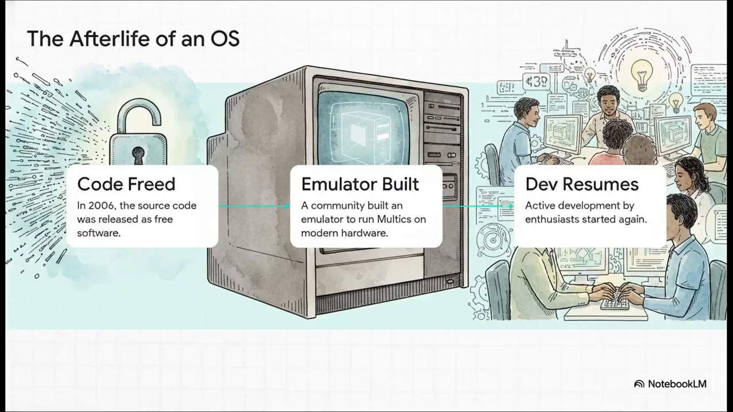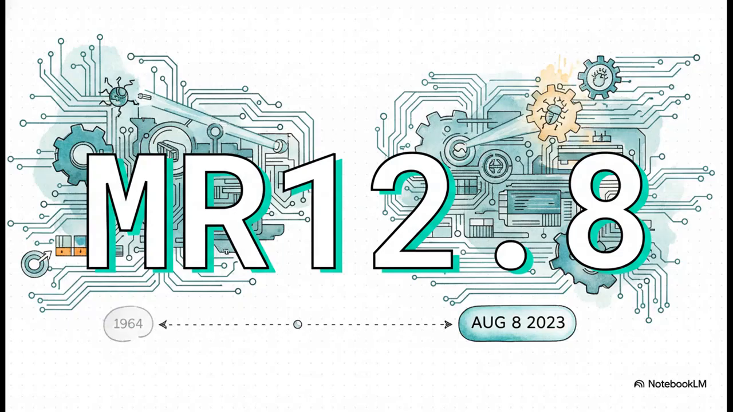Or was it? 6 years later, in 2006, something amazing happened. The source code for Multics was released to the public for free. A community of die-hard fans and even some of the original developers jumped at the chance. They built an emulator, basically a program that lets you run this old OS on a modern PC. And then the most incredible thing happened. They started working on it again. Active development resumed. And here is the punchline to this whole crazy story.